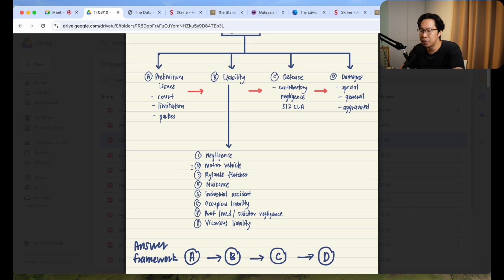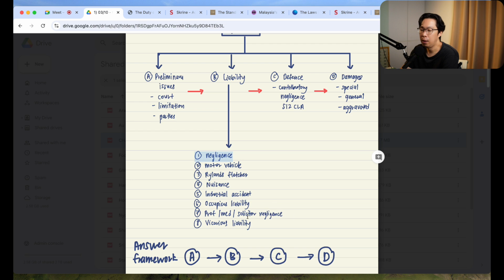The main area is definitely motor vehicle, nuisance. Now, there is no more industrial accident. You can replace that with OSHA, the Occupational Health and Safety Act. Occupiers' liability, they won't have a question on its own. It will always combine with negligence.